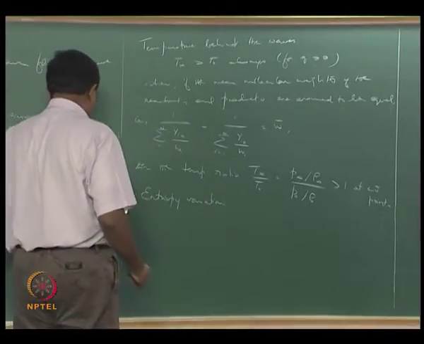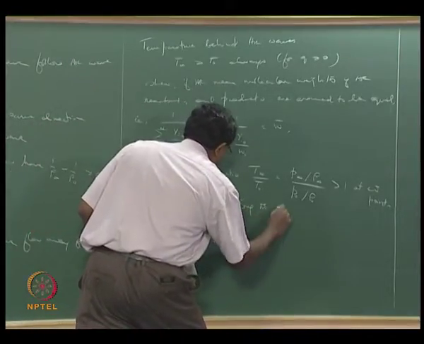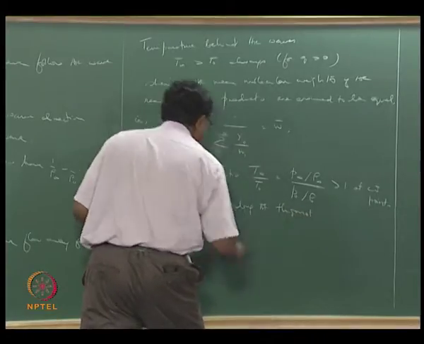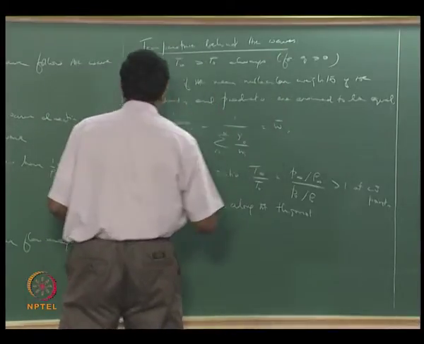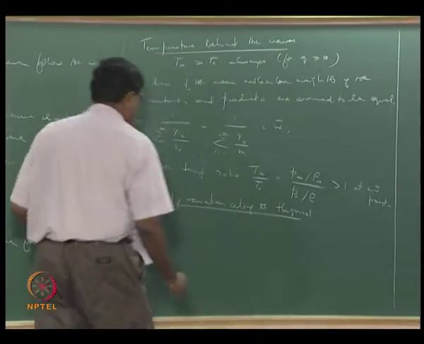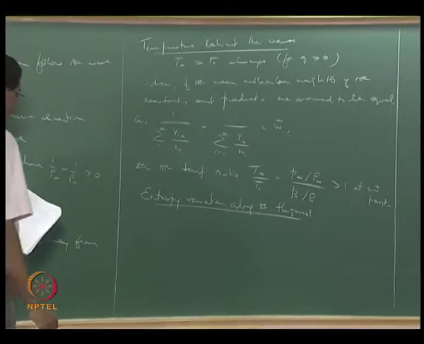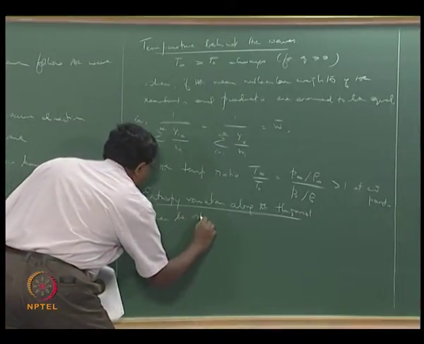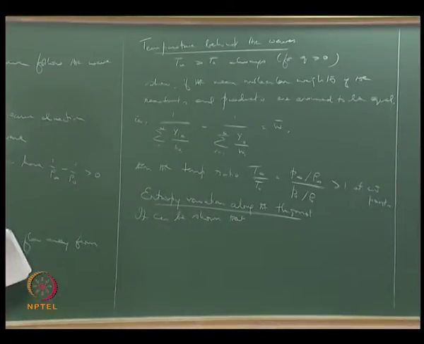Entropy variation along the Hugoniot. Right, so maybe we have these underlined to distinguish them. So it can be shown, and it's not very difficult to show. I'll tell you how to show this.